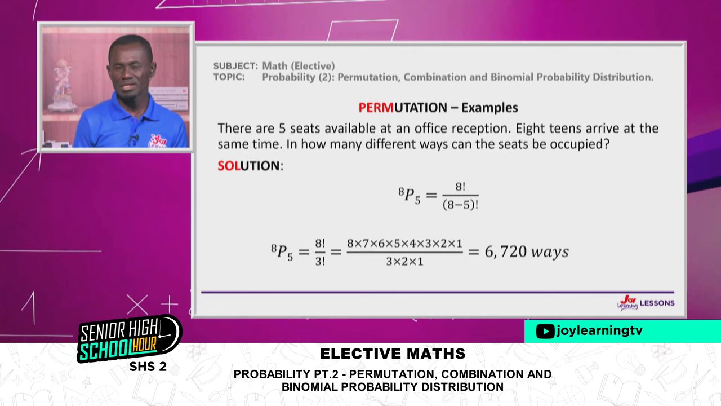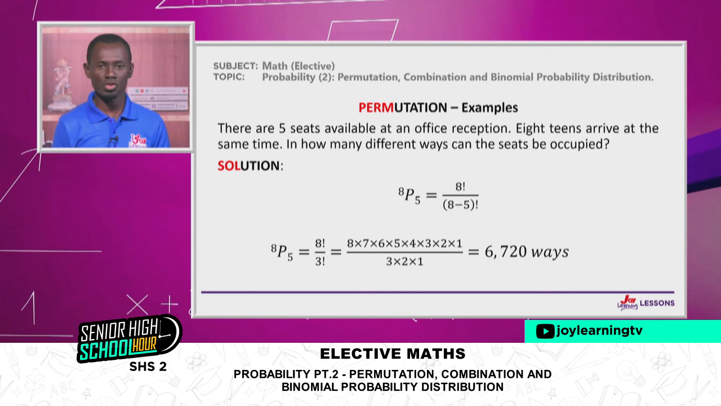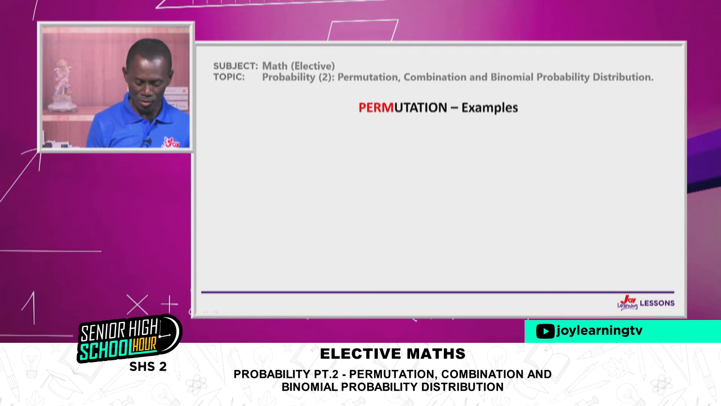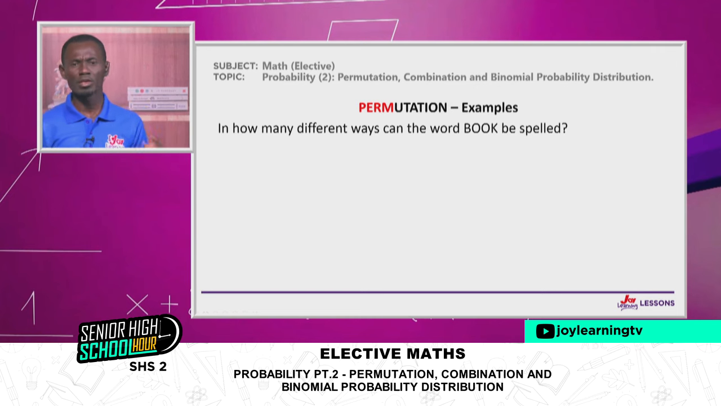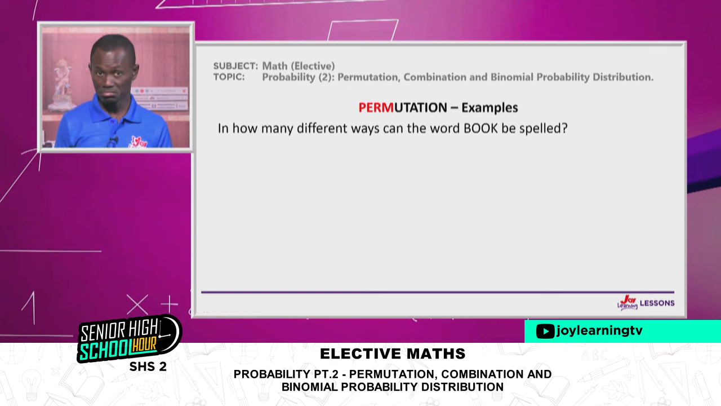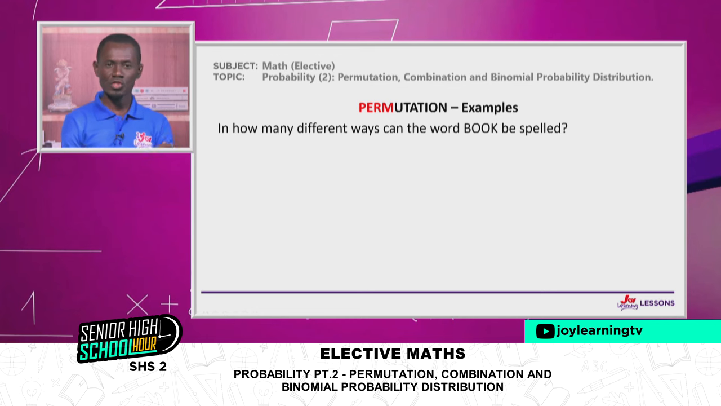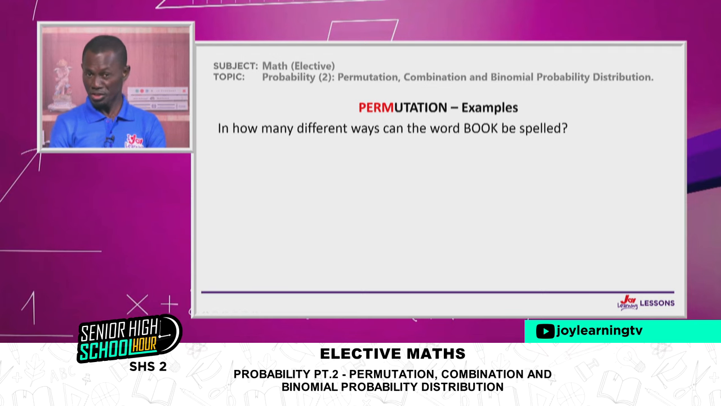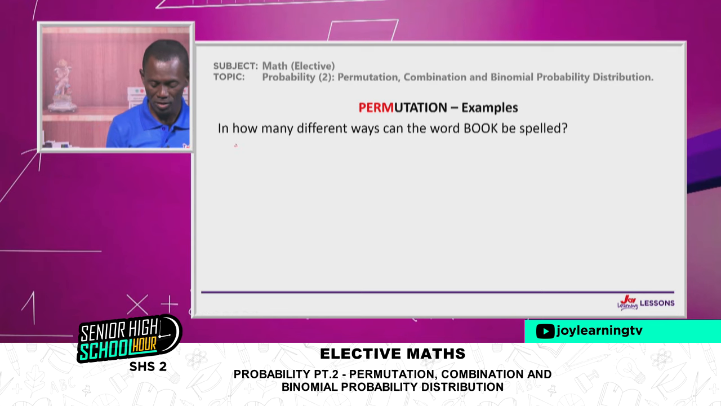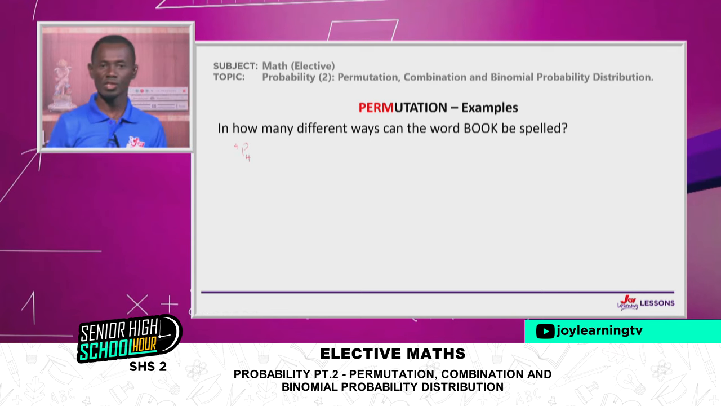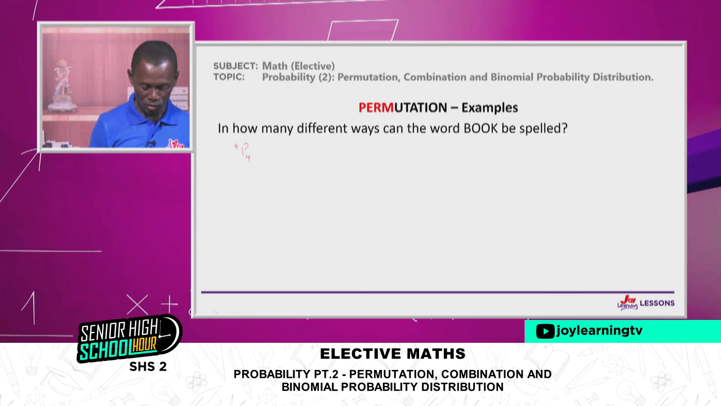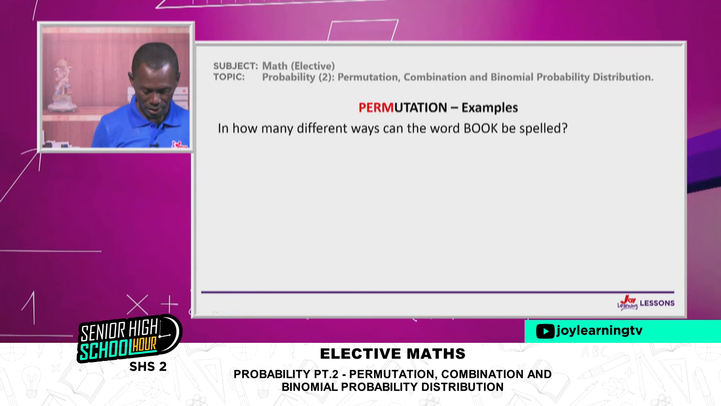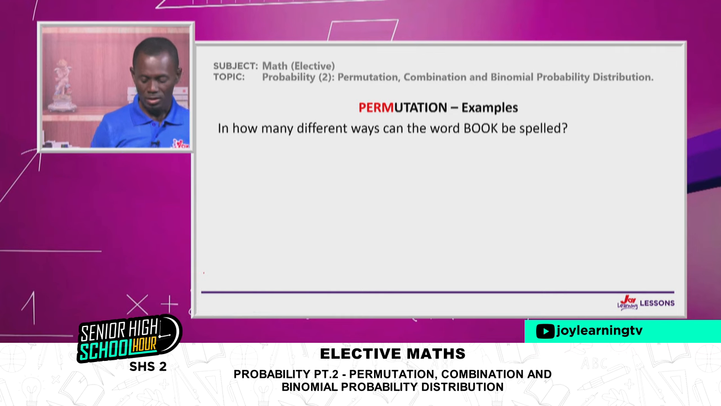But the beauty of this is it tells you that there are many possible ways you could do anything given your circumstance. Now, let me give you one that will probably make you smile. In how many ways can the word book be spelled or rearranged, if you like? Now, I want you to guess what it will look like. Well, if you wrote 4 permutation 4, you'll be wrong. And I'll show you why you'll be wrong. Why would this be wrong?